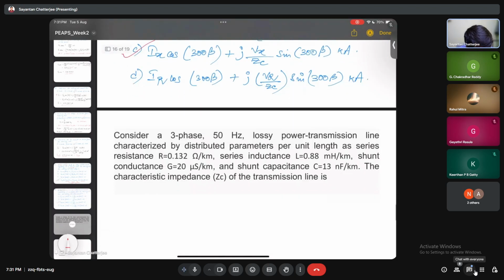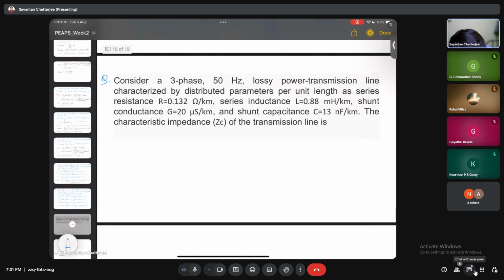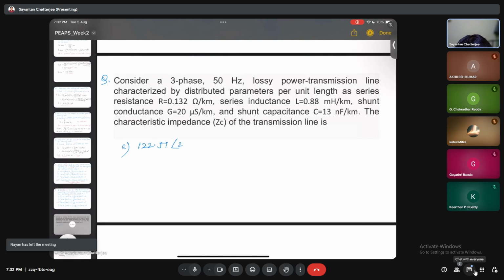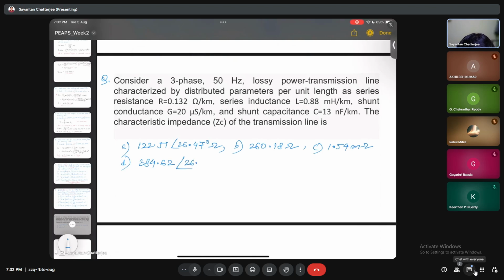So next question is this one. You just go through the question till then I'll write the options. So these are the options.